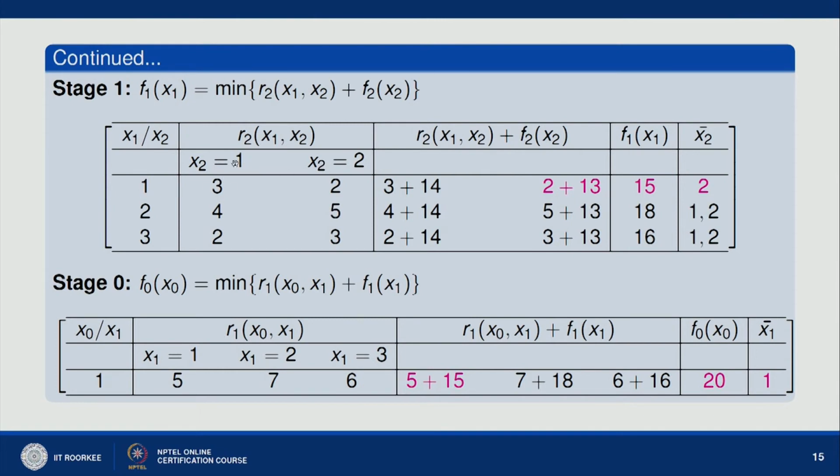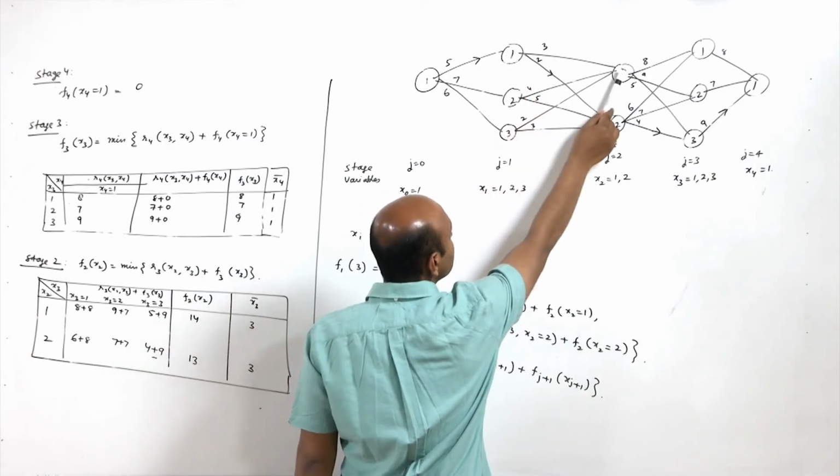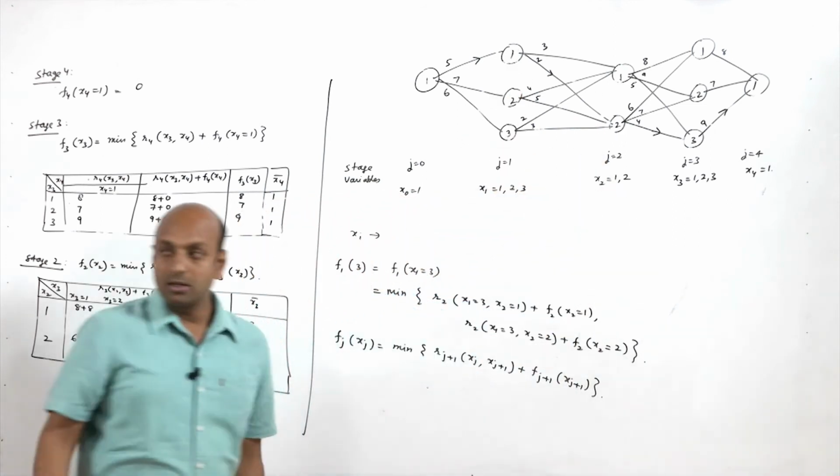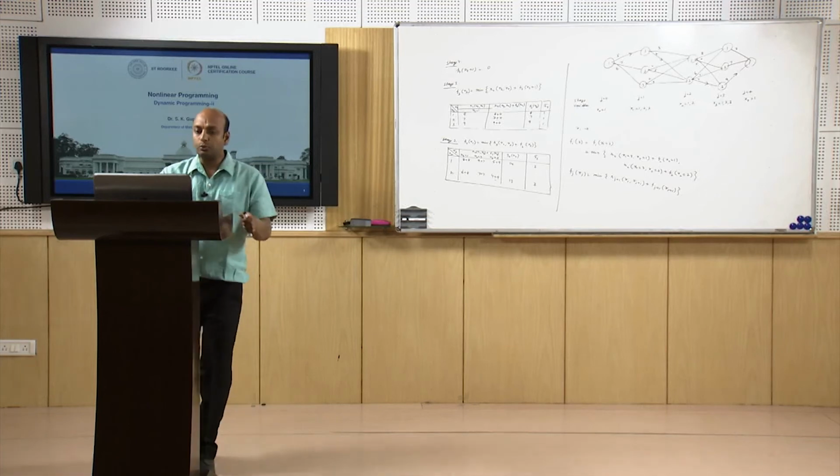Now 1 to 1, that is x1 equal to 1 to x2 equal to 1. There is one path, that is 3 units, and from this to this it is 2 units. So it is 3 and 2.